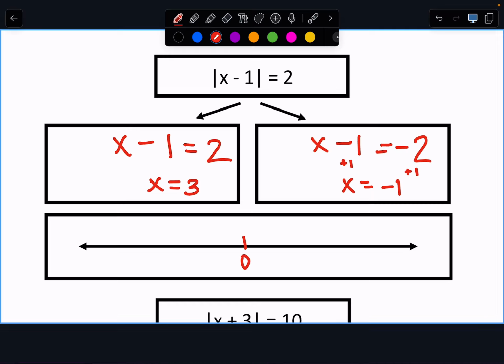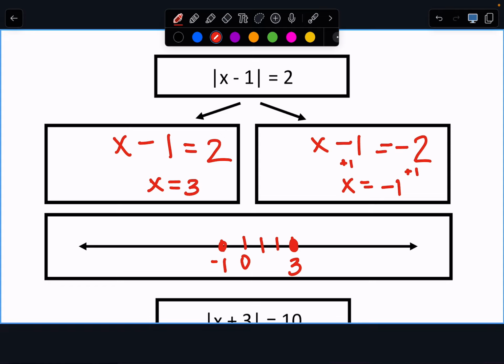Okay. So when I plot these on the number line, we are not equidistant from 0 because we have x minus 1 inside the absolute value. But do you notice how they're 4 apart? 2 and negative 2, they're going to be 4 apart.